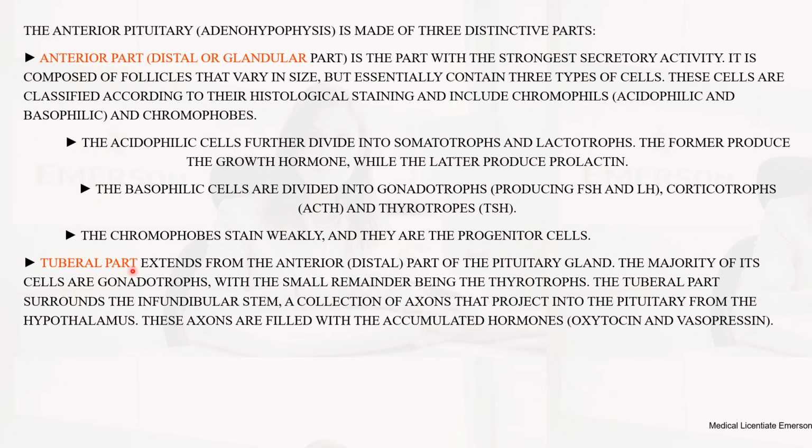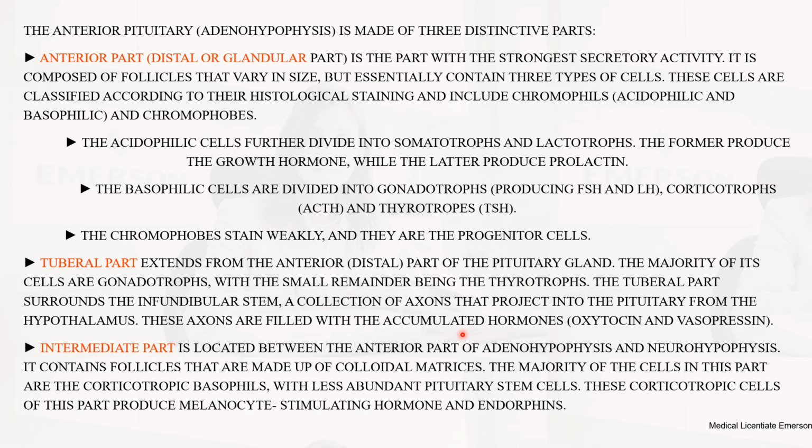Then you have the tubular part that extends from the anterior part of the pituitary gland. Then the majority of its cells are gonadotrophs, with the small remainder being the thyrotrophs. The tubular part surrounds the infundibulum stem, then a collection of axons that project into the pituitary from the hypothalamus. So these axons are filled with the accumulated hormone such as oxytocin and vasopressin.